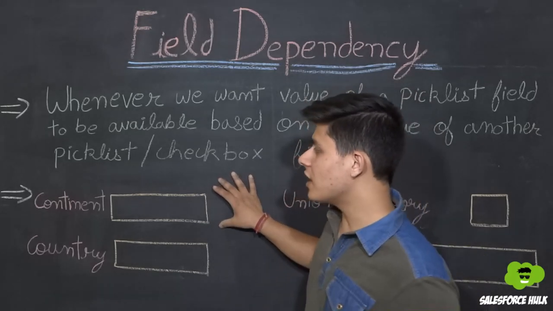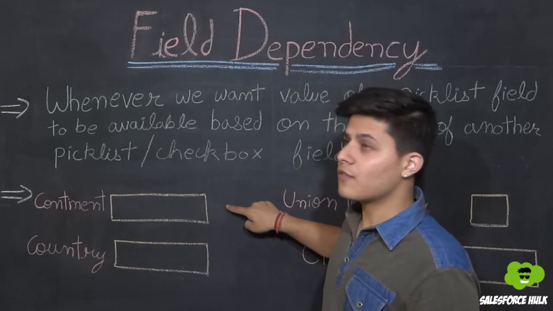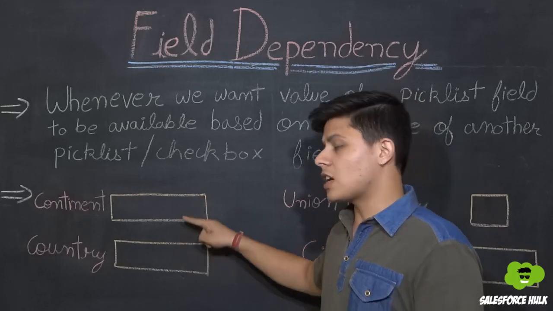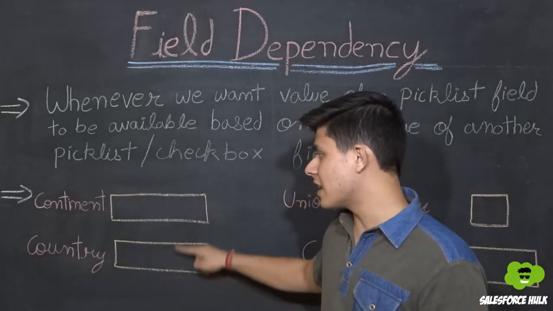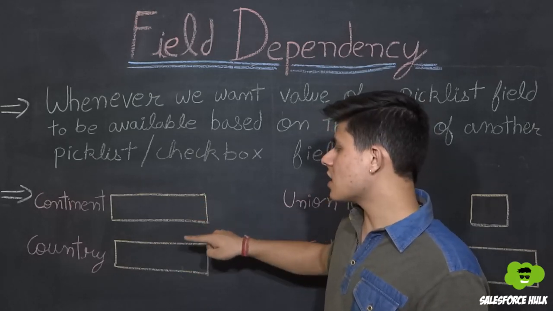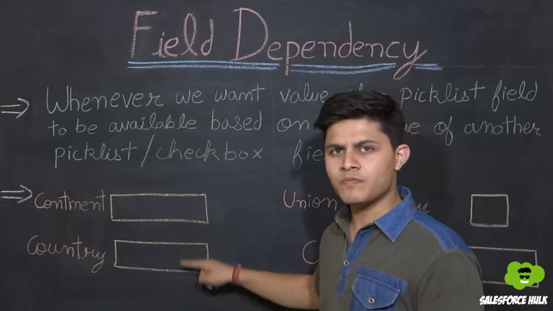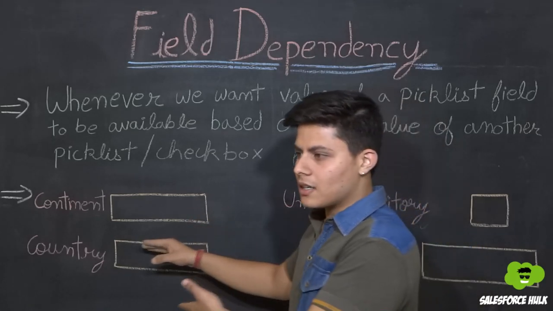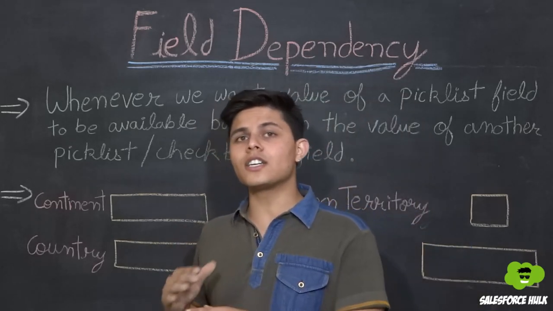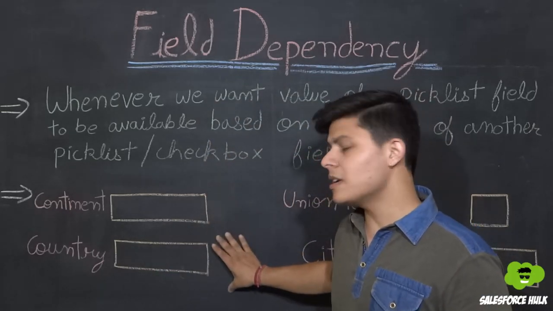So now we'll create a field dependency in this situation where the controlling field will be continent, so that whenever Asia is selected, only the countries which come under the Asia continent should be available in this picklist. And when we select Europe, then only the countries which come under Europe should come into this picklist. So this is the first situation when we need to create a field dependency, where the controlling field will be continent and the dependent field will be country.